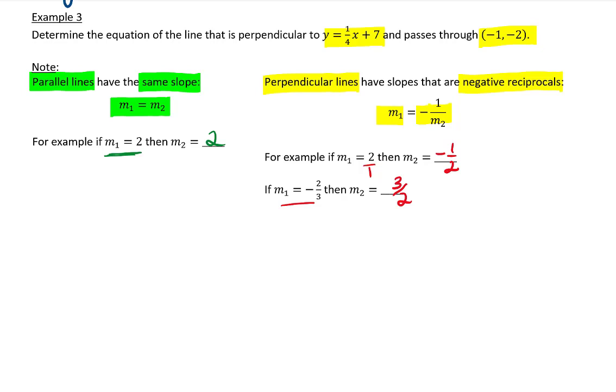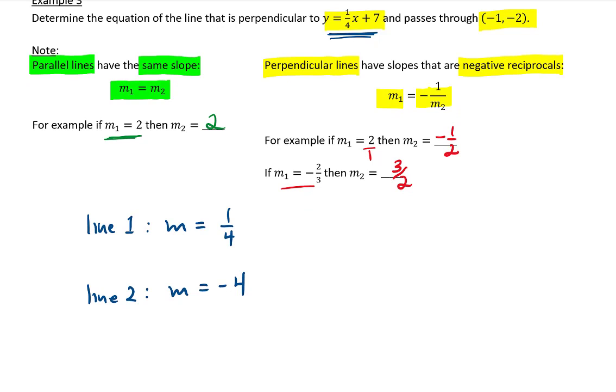So now let's go back to our question. The question says, determine the equation of the line that's perpendicular to this line here, 1/4 x plus 7. So we know for line 1 that the slope of this line is 1/4. So for this new line, we'll call it line 2, the slope of that line must be the negative reciprocal, since we're saying perpendicular, and that would be -4 over 1, or just -4.